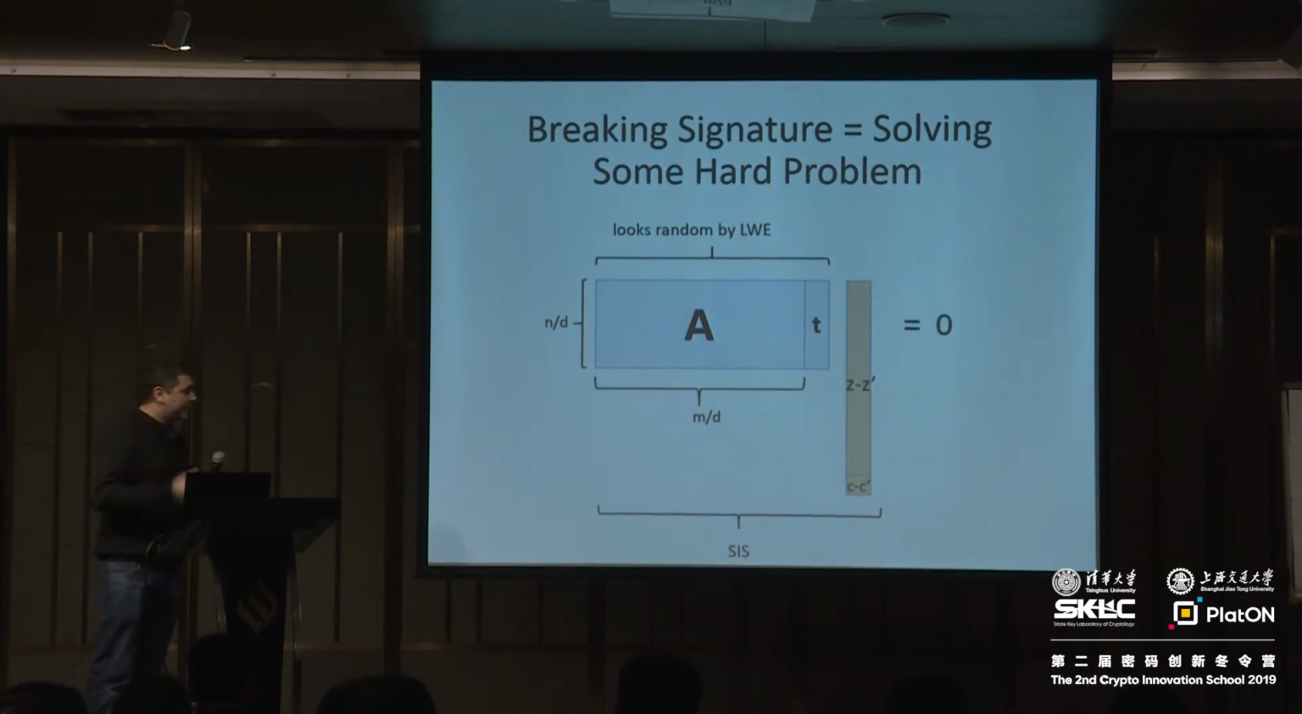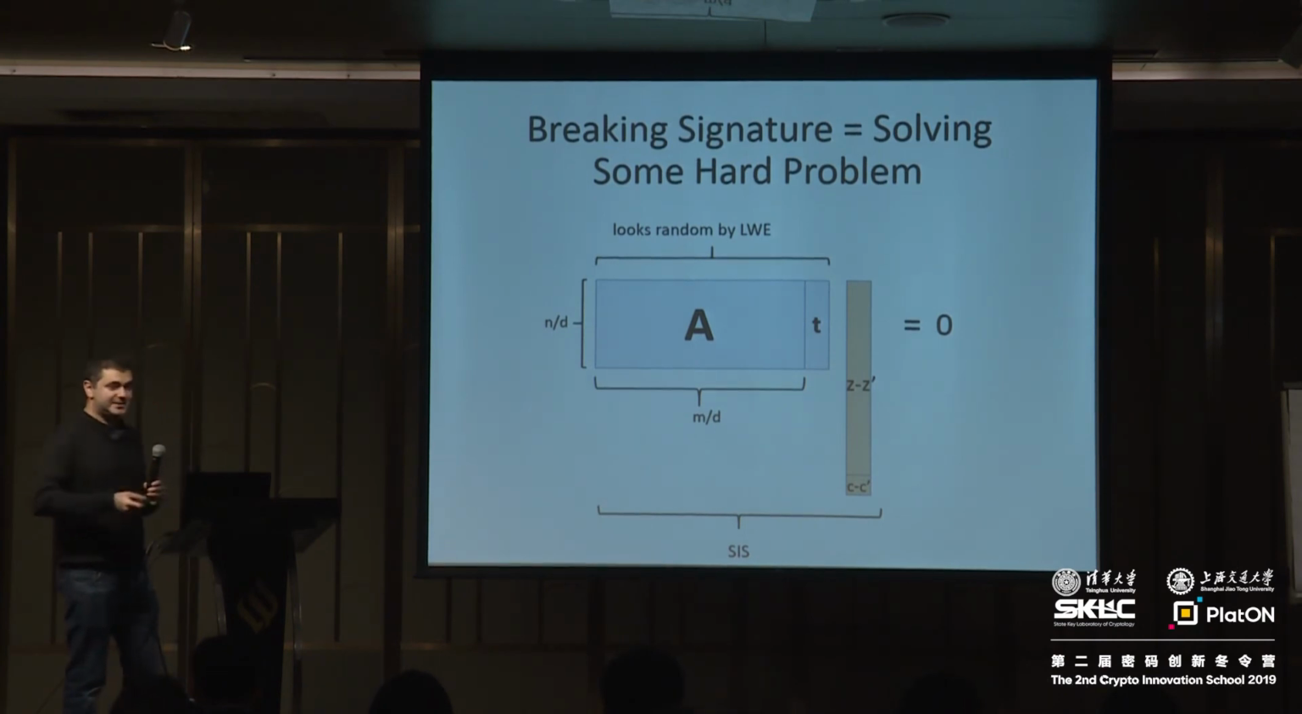And now what I'm going to show is that what we can almost see in the construction is that if you have A times Z minus Z prime equals T times C minus C prime, then you can write it like this: A times Z minus Z prime plus T times C minus C prime equals 0. And that's actually the SIS problem. So by LWE, A and T look completely random, and by SIS, this is hard to obtain.